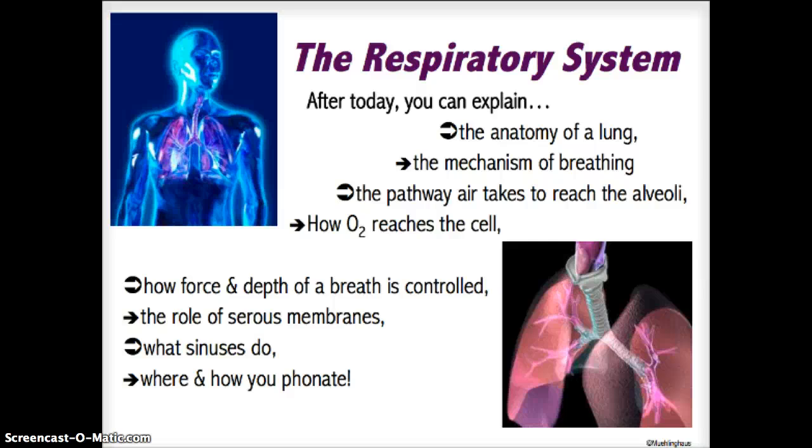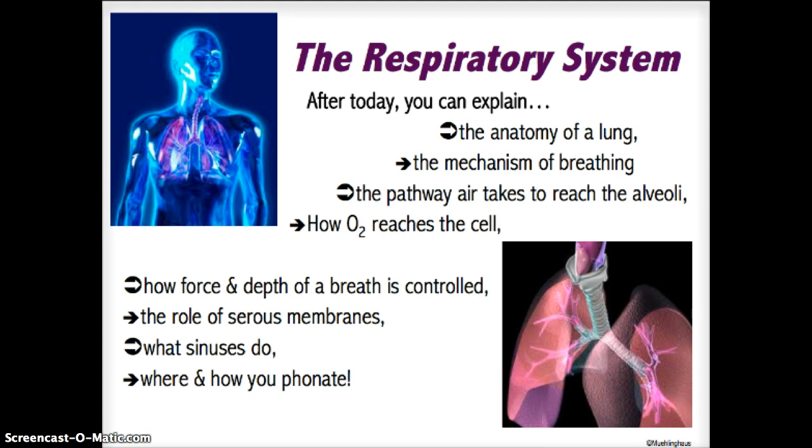All right, let's talk about the respiratory system today. The idea is that after today you can explain the anatomy of a lung, the mechanism of breathing, the pathway the air needs to take to go into the lungs, reach the alveoli, which is where we have the gas exchange, the oxygen exchange. Then we talk about how the oxygen reaches the cell.